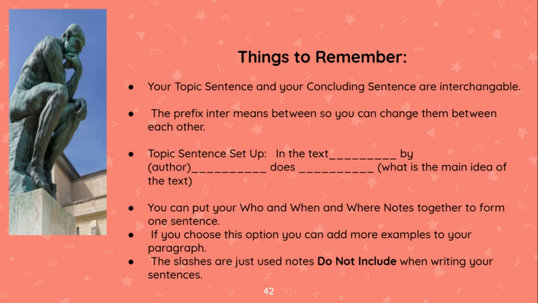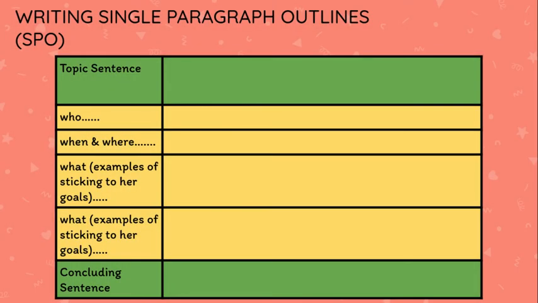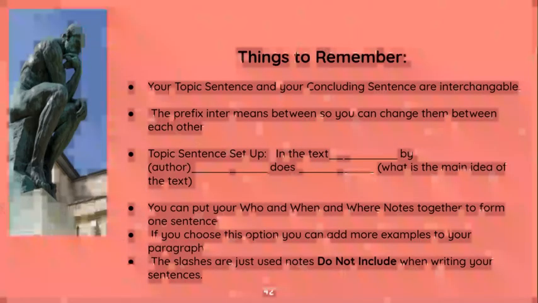The last thing I want to talk about is the dots, okay? When you look back at this single paragraph outline, whenever you see these dots on the left-hand side of your organizer, that means you have to write in note form. We're going to be writing notes in these boxes. When you don't see the dots, for example, in your topic and your concluding sentence, you are actually writing a complete sentence in the box. That is what we will be looking at today.